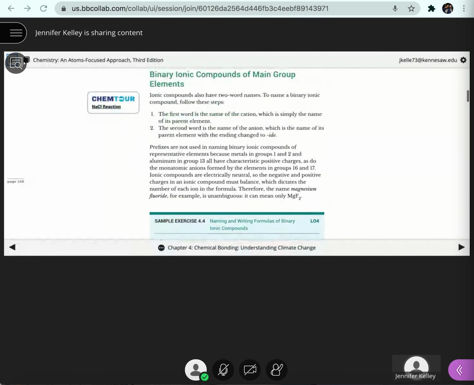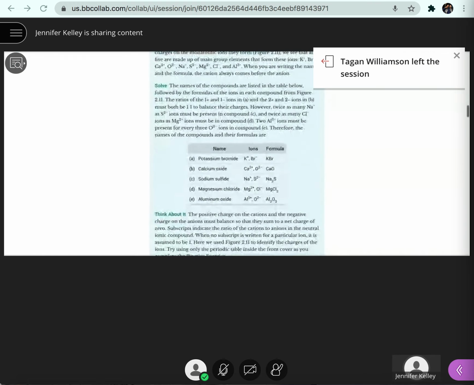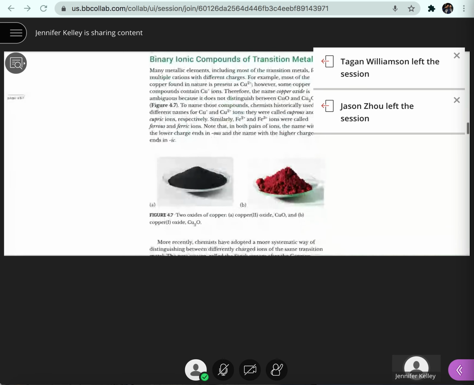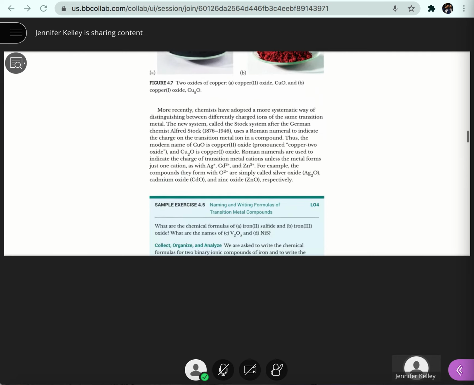And then it talks about binary ionic compounds. So that would be like sodium chloride and things like that. And then binary ionic compounds of transition metals. It would be transition metals, tin and lead. Tin is Sn and lead is Pb. So it gives you that information.